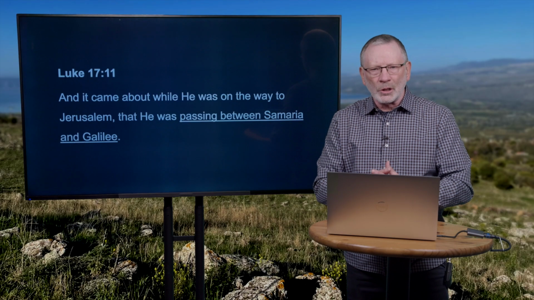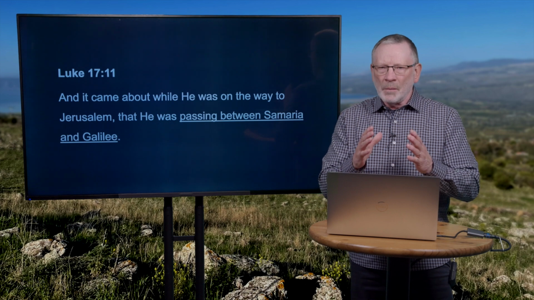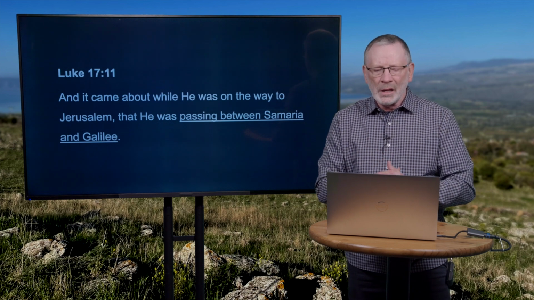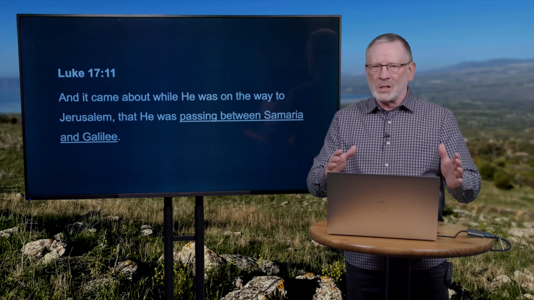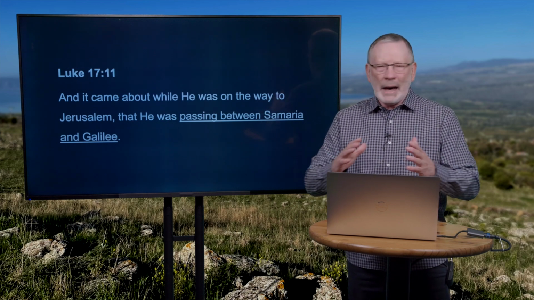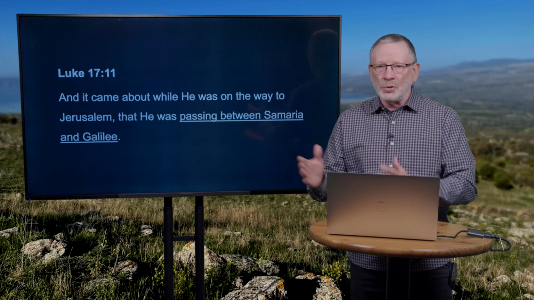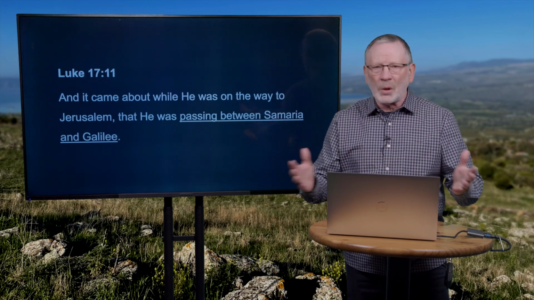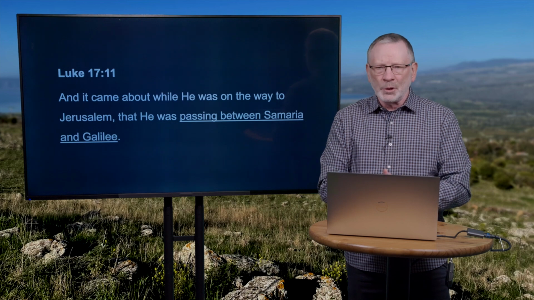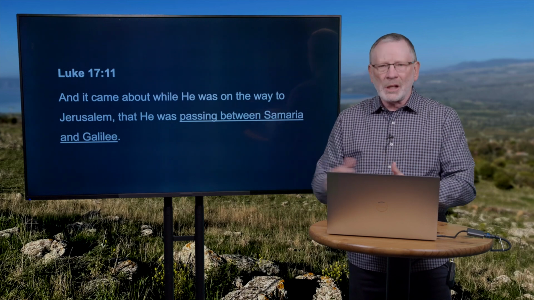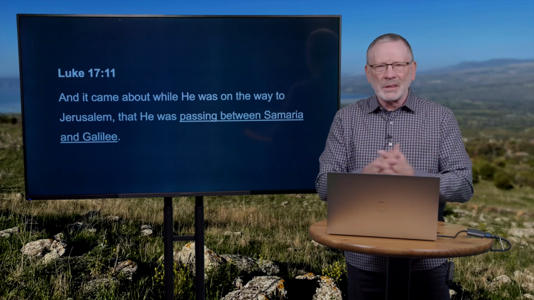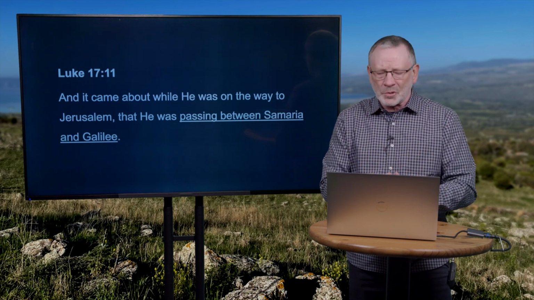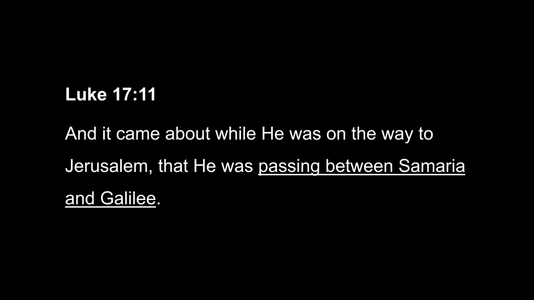Now, let's just look at Luke for a moment because he gives us a much more specific itinerary. In Luke 17, it says, he was on the way to Jerusalem, and this is the last trip of Jesus out of many that he has taken to Jerusalem. It starts when he's 12 years old, back in the Gospel of Luke, when he goes to celebrate the festival of Passover with his mother and father.